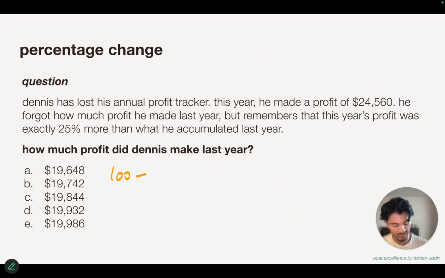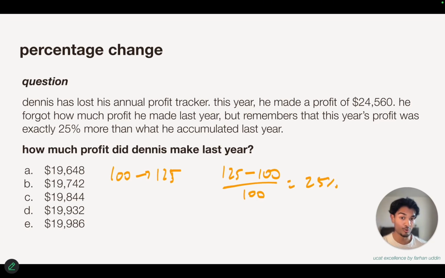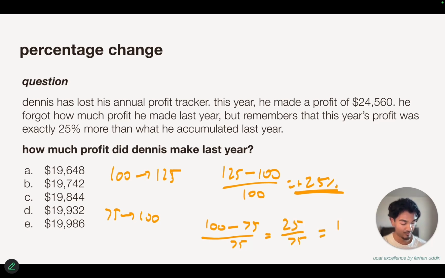If we're going from 100 to 125, let's use the percentage change formula. New value, 125, minus old value, 100, divided by 100. What does that give us? That literally gives us 25%. So we know that this is actually a 25% change. Whereas if we go from 75 to 100, let's see what that gives us. 100 minus 75, divided by 75. 100 minus 75 is 25, divided by 75 is one third, that's 33%.